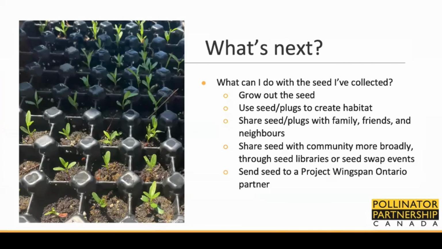Of course, you can grow out the seed into plants. You can create habitat by directly planting seeds of the plants you've grown out. You can share seed or plants with your personal network, such as with family, friends, and neighbors. You might be able to share the seed or plants in your community more broadly by contributing to seed libraries, sharing seed at seed swap events, or finding other local opportunities. Finally, you can also send seed you've collected to a partner of Project Wingspan Ontario. If you're interested in this option, check out our website for partners that are currently accepting seed.